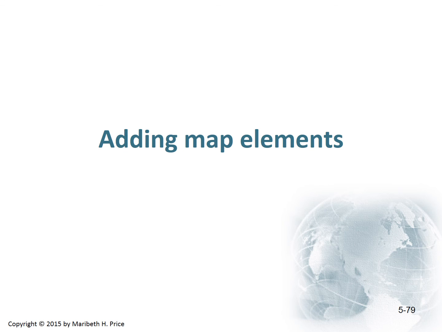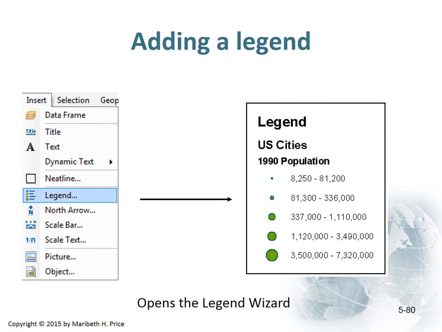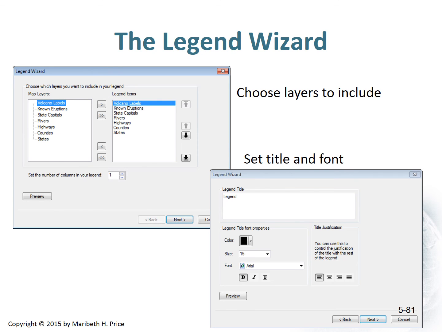Adding map elements. You can go off the insert and add your legends. There's a legend wizard. It's not the same thing as a wizard of legend like Dumbledore. So what you will do is go in and select the elements within the layers that you want to be included in the legend, give it a title. As a general rule of thumb, you should never call a legend "legend", because if you don't know it's a legend, you're probably not going to be able to understand the map anyway.